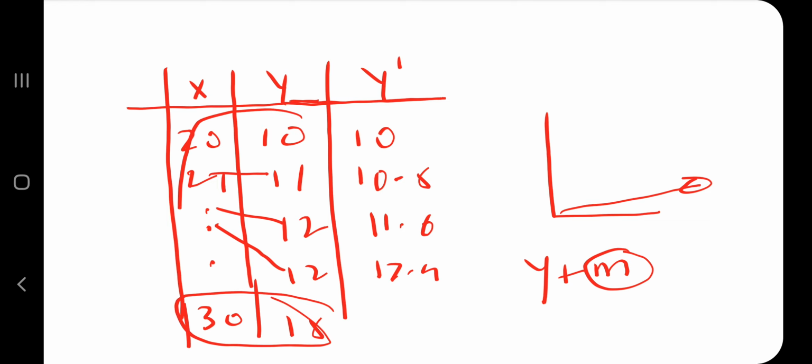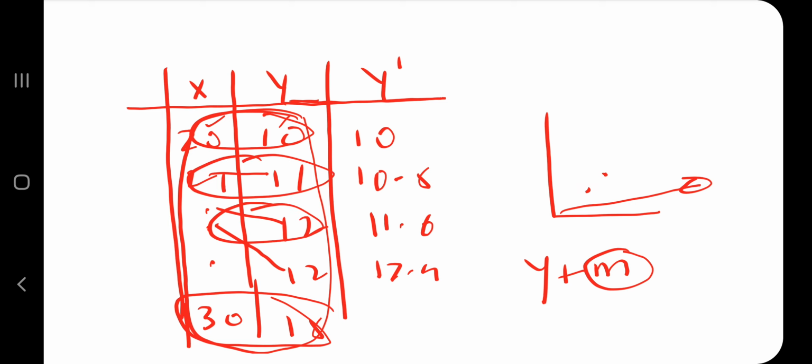Okay, so whatever the points you get here, those points you mark as xy. So first point is 20,10. In the graph you will mark 20,10 somewhere here, 21,11 somewhere here, 22,12, 23,12. Like that you will keep on marking, and at last you will draw a rough line like this. This is for the case where you have x incrementing faster.